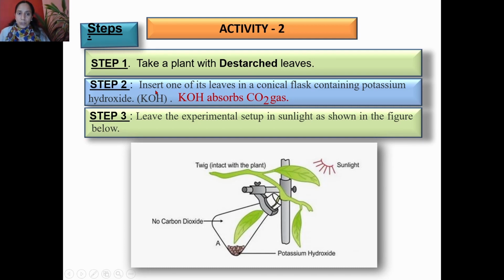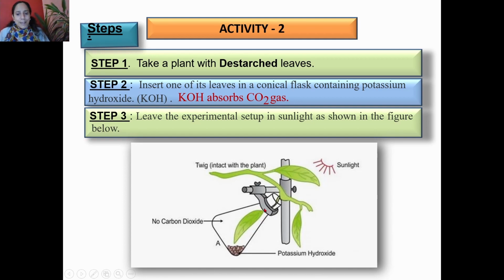What we are doing, students, we are going for one small, very interesting experimental setup. We are taking the same conical flask, inserting one leaf while it's still on the potted plant, and with the help of a stand, we are tying it to that potted plant.